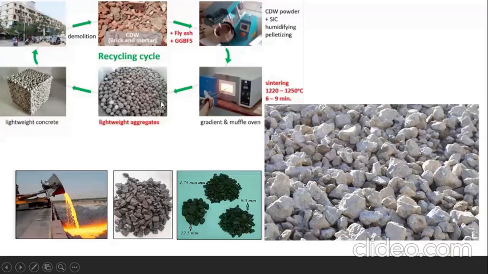So here the sintering process has been shown. This is the sintered aggregate, sintered lightweight aggregate. The best example is LECA. LECA is nothing but lightweight expanded clay aggregate. So this type of aggregate is mainly used for the production of lightweight concrete, as shown in the left top corner.